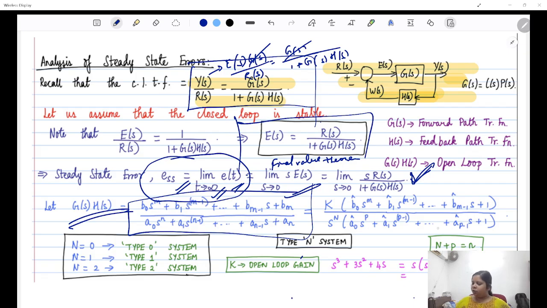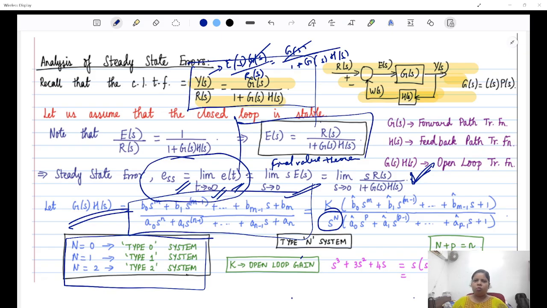So whatever s you have, if you take it out, and whatever power remains by solving the numerator and denominator for power of s, that becomes the type of the system. It's type 0 or type 1 or type 2. Now what do we do with type 0, type 1, type 2, and why do we define that? It comes when we want to find out what is the error. So we'll have an error analysis also.